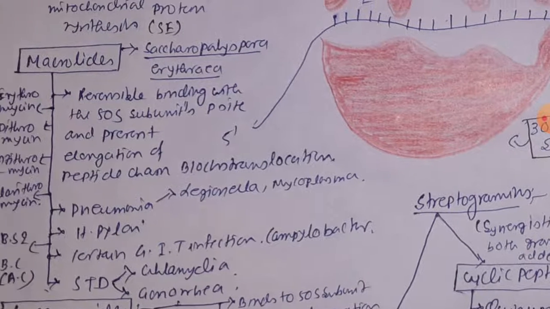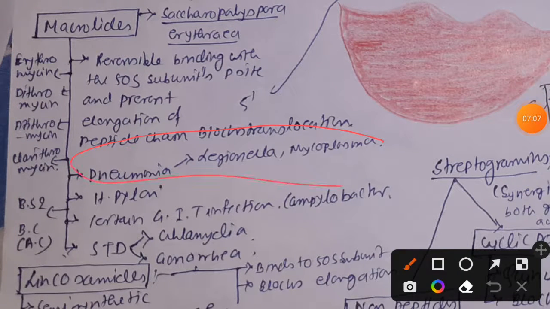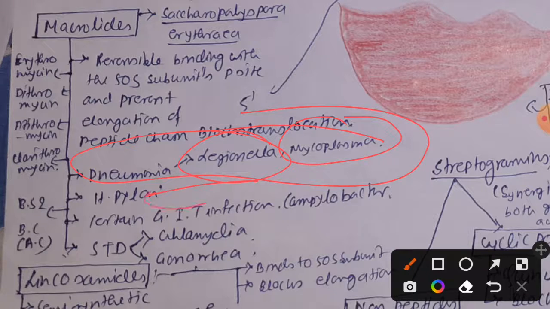Okay, so this macrolide will inhibit the peptide chain elongation by binding reversibly with the P site of the 50S ribosomal subunit. It can inhibit pneumonia causing Legionella and Mycoplasma, and it can also destroy Helicobacter pylori.